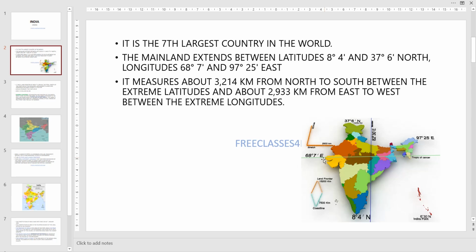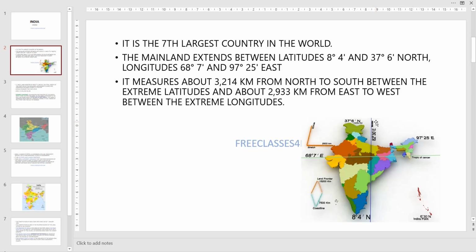Now let's see about the longitudes. It lies between the longitudes 87 degrees 7 minutes east to 97 degrees 25 minutes east. Here we are mentioning east because it is completely in the eastern hemisphere. So our country lies in the northern hemisphere and the eastern hemisphere.